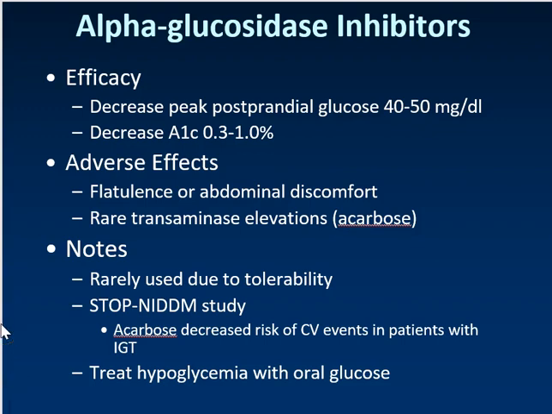That's pretty much it for the alpha glucosidase inhibitors. From a mechanistic standpoint, of course, we're looking at the GI system and not the liver.